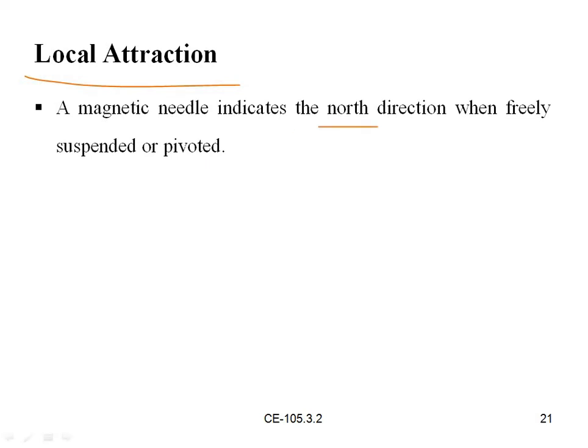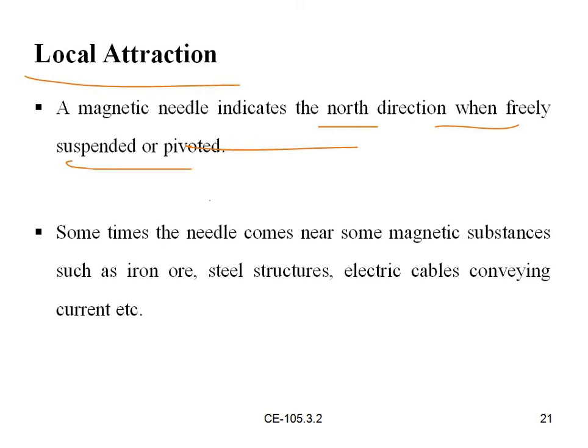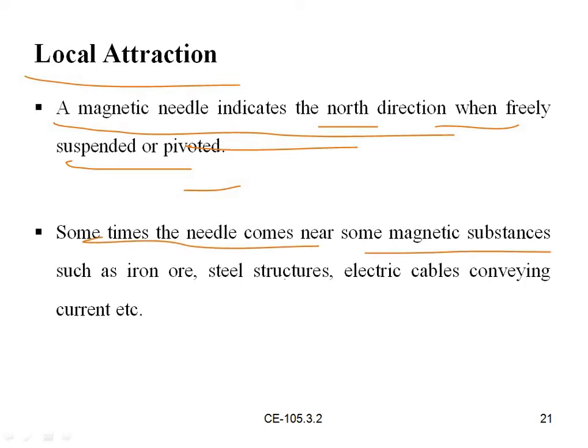The next topic is local attraction, which is an important thing. A magnetic needle indicates the north direction when freely suspended or pivoted. Sometimes the needle comes near some magnetic substances such as iron ore, steel, and electric cables carrying current.